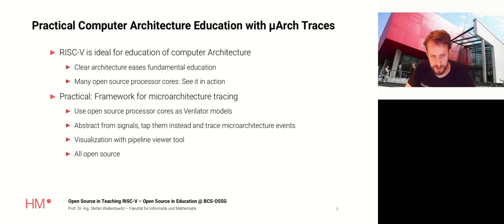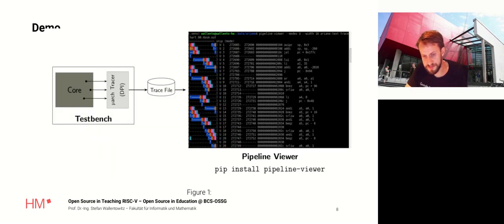Everything is open source, so there's one repository, which is the entry point where the cores reside and everything. And you can find this, and also contributions from the previous course, on risc5.cs.hm.edu.